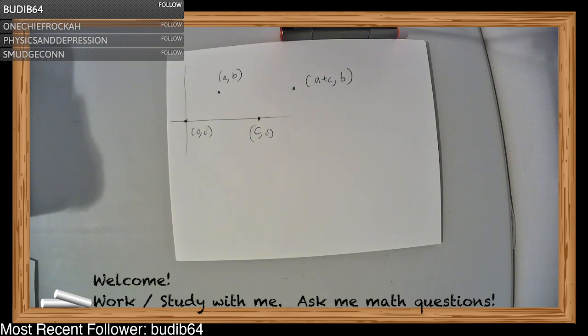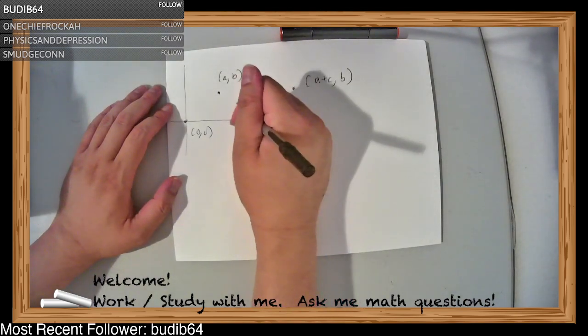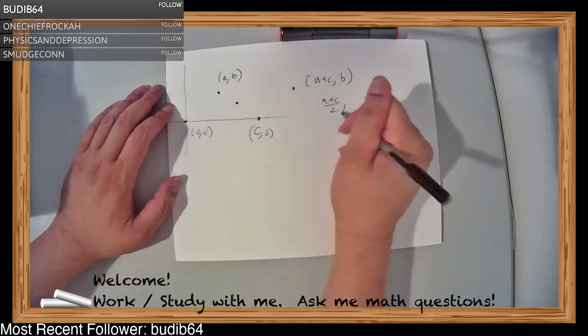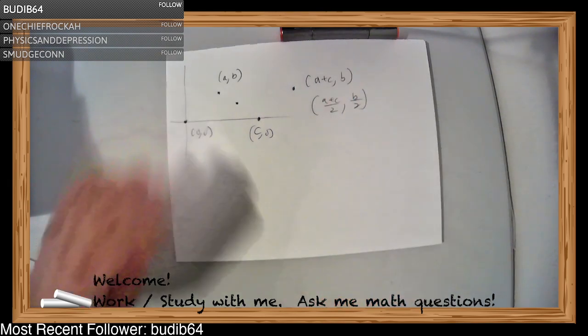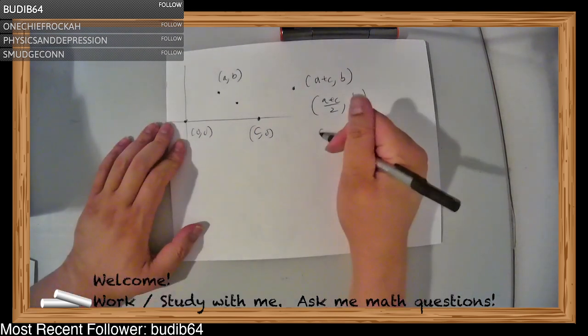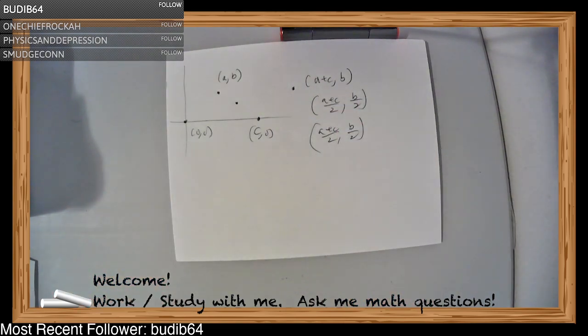Okay, parallelograms. So the special thing about parallelograms is the diagonals bisect each other. Let's see if that's true in our particular picture. We want the midpoint here. So the midpoint here is A plus C over 2, B over 2. And the midpoint of the other one is, again, A plus C over 2, B over 2. And that's it. We're done. These are really nice proofs. They require a little bit of algebra, but not much.